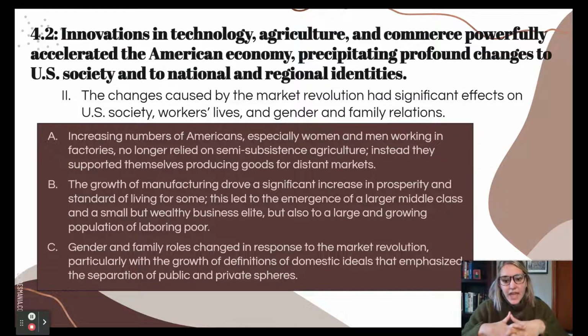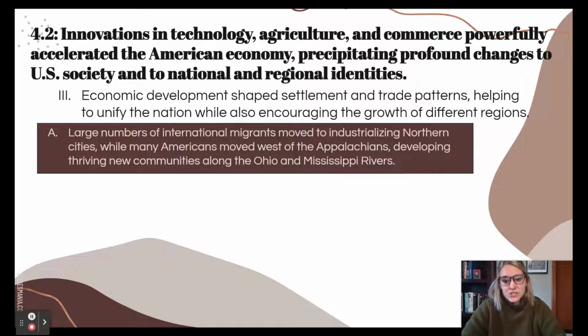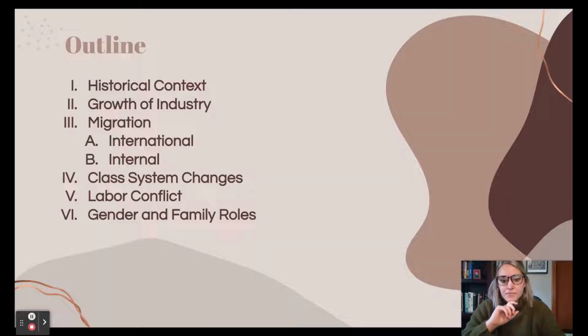What we're first going to be looking at is how many Americans are shifting from semi-subsistence agriculture, and we're going to be looking at the growth of manufacturing. So these are going to connect really closely to our last lesson, but we're going to connect it to ideas of class conflict, of labor struggles. We're going to connect it to gender and family roles, and then we're also going to talk about how it impacted migration, both outside of the country and within the country.